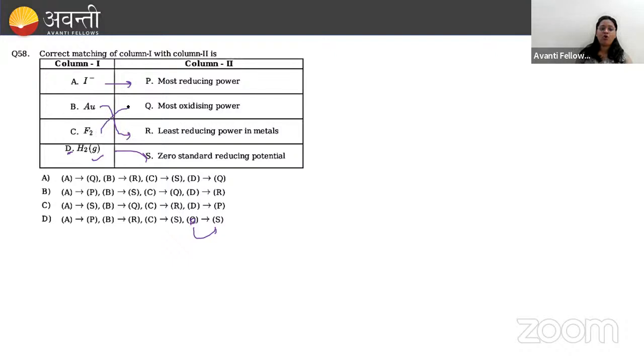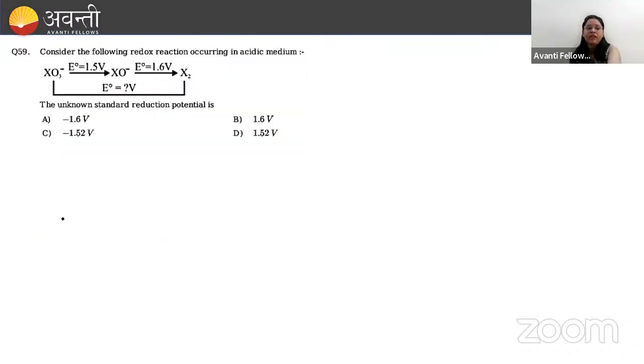F2 is what? Most oxidizing power. And H2 is what? Zero standard reduction potential. So here it will be what? Q. F2 के जगह पे यहाँ पे आ जाएगा Q. ठीक है, और यहाँ पे D के जगह, इस Q के जगह आ जाएगा D. And our correct option is what? D.